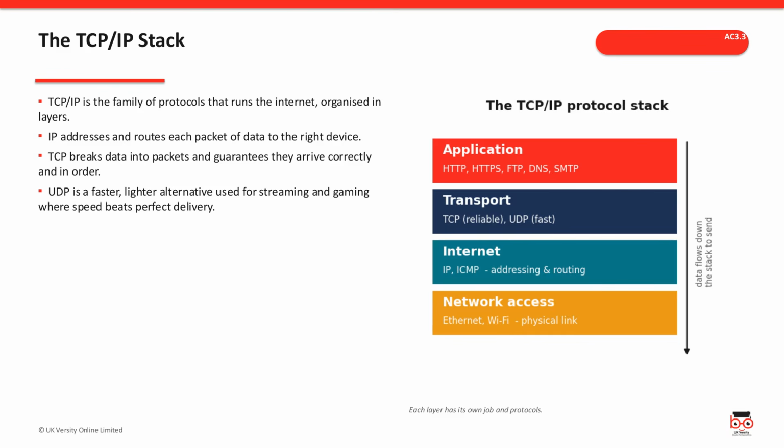The Internet runs on a family of protocols called TCP/IP, and it is organized in layers, each with its own job. IP handles addressing, working out where each packet of data should go, and routing it there. TCP breaks your data into packets and guarantees they arrive correctly and in the right order, reassembling them at the far end. There is also UDP, a faster, lighter alternative used for streaming and gaming, where a bit of speed matters more than perfect, flawless delivery.